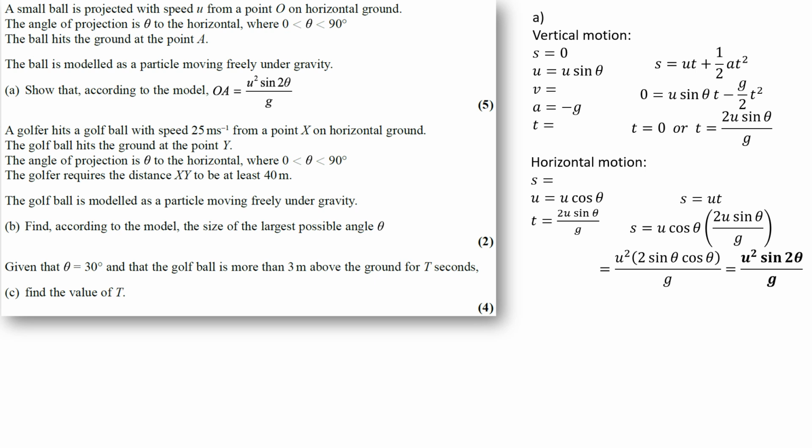For the next bit, they start giving us additional bits of information. If the speed is actually not just u, but 25, then can we find the largest possible angle for which the range is 40 meters?